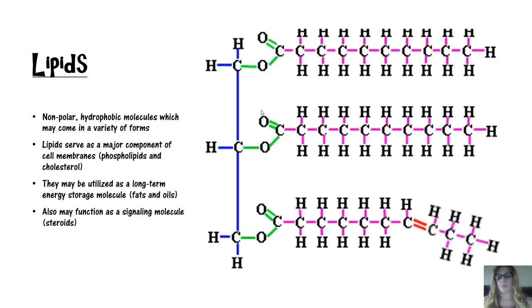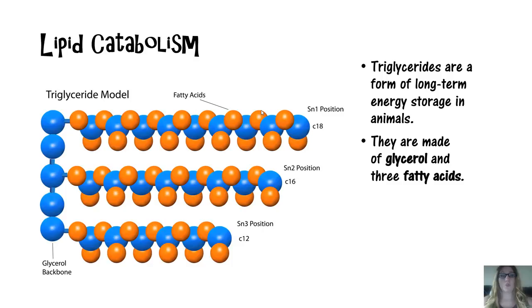So here you have your three fatty acids, okay? This is your triglyceride. The fatty acids are attached to a glyceride here at the top. Okay. So when you're breaking down a lipid, you have to break this molecule apart. Triglycerides are a form of long-term energy storage in animals and in many prokaryotes as well. So they're made of glycerol or glyceride and three fatty acids.